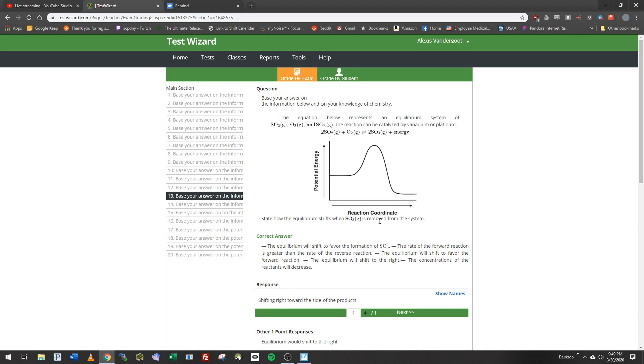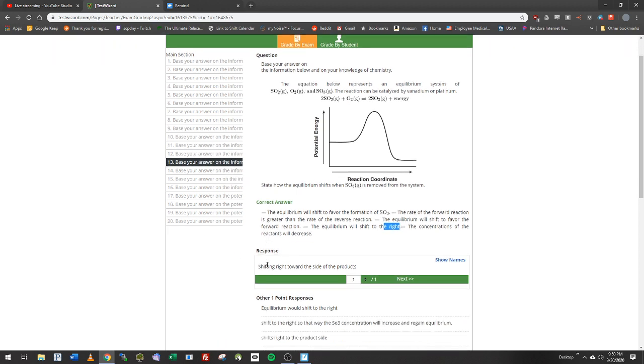Okay, question number 13. State how the equilibrium shifts when SO3 is removed from the system. I am looking very, very specifically for you to talk about a specific side. So you're talking about the right. You shift to the right, and if you're shifting to the right, I would have accepted that you were talking about favoring the forward reaction. I am looking very specifically here for a directionality. We're shifting forward, or I'm looking for shift to the right, or you're talking about the fact that the concentration of reactant is going up. If I look at what people got wrong here, they were not talking about a directionality.